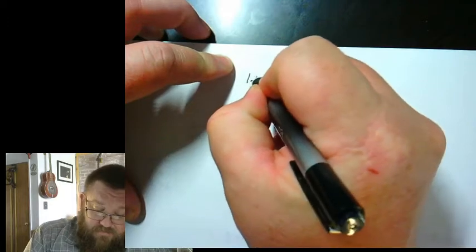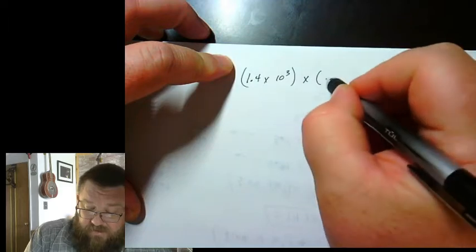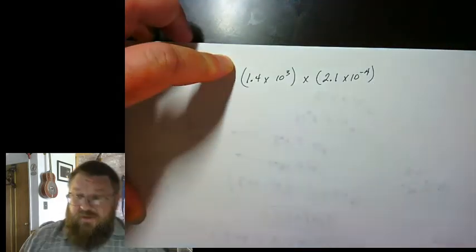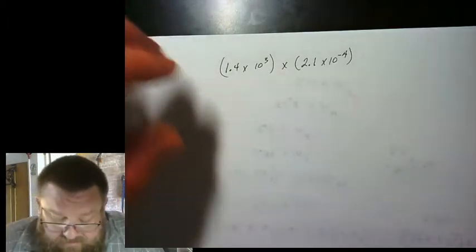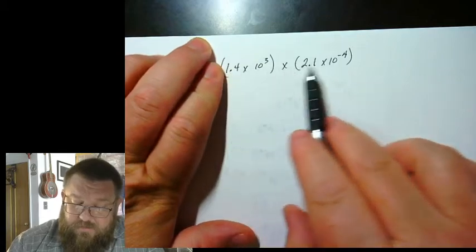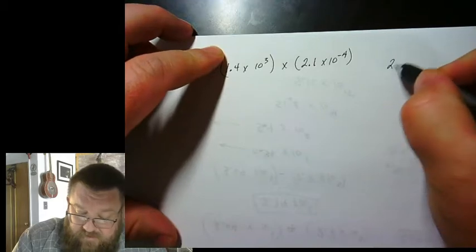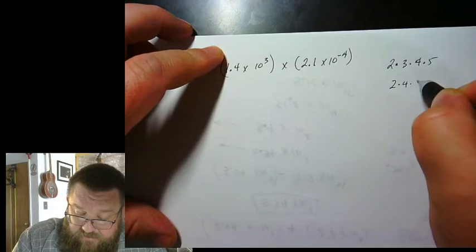Okay. Now, what about multiplication? So let's say we had 1.4 times 10 to the third, and let's say without a calculator, 2.1 times 10 to the negative fourth. Whoa. What's going to happen here? This is funky, right? We're going to multiply these whole numbers, and we're going to multiply these together. It's all multiplication. You see, this is a number times another number times another number times another number. This is like 2 times 3 times 4 times 5. That'd be the same as 2 times 4 times 3 times 5, right?